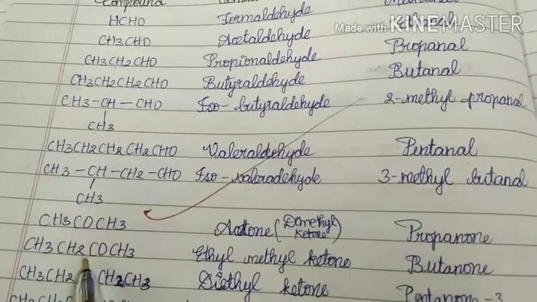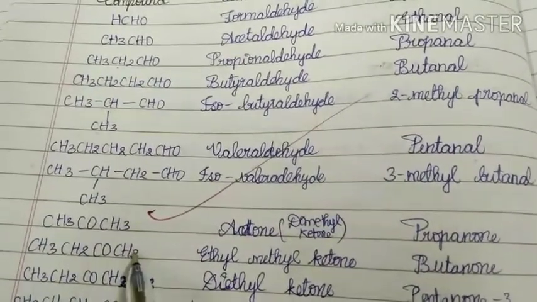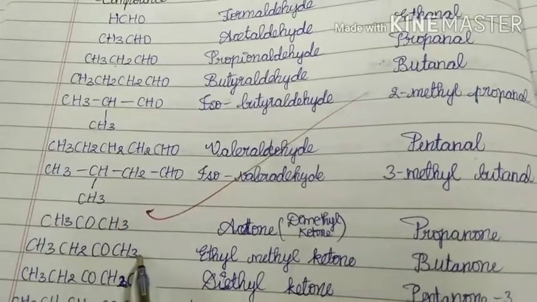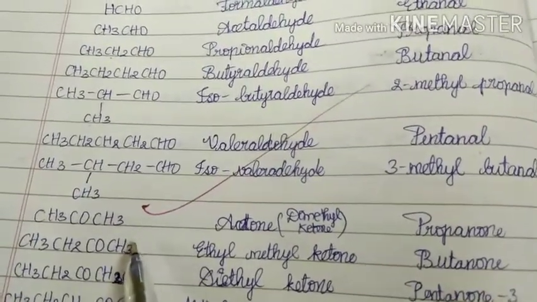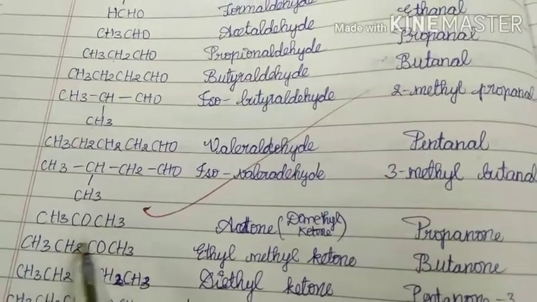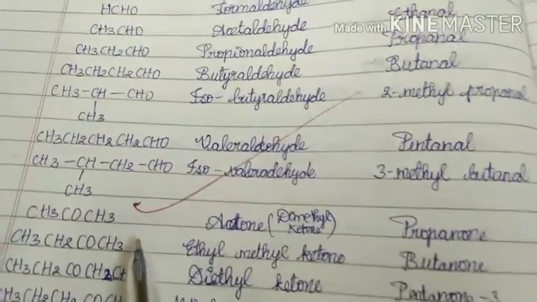Next, in this case, what is the common name? See, ethyl and methyl, two different alkyl groups are present around the carbonyl group. So its common name is ethyl methyl ketone. Ethyl methyl ketone, that is the common name. Then what about the IUPAC name?